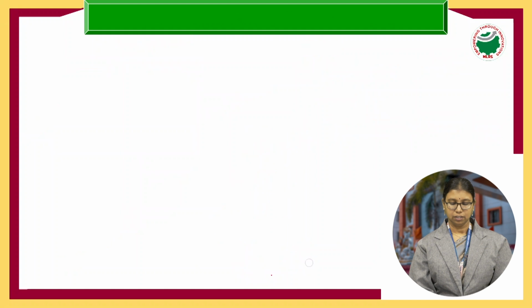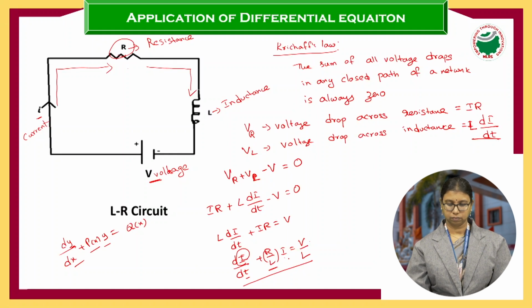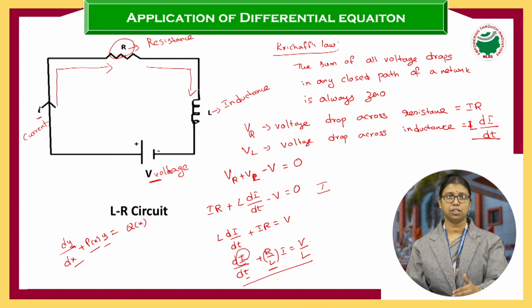So clearly this equation is in the form of a first order linear differential equation. By using the procedure of first order linear differential equations, you can simplify this equation and find the corresponding current which is possible to pass through this circuit.